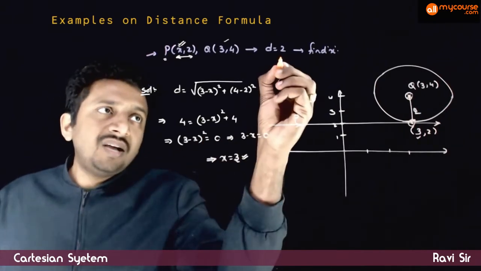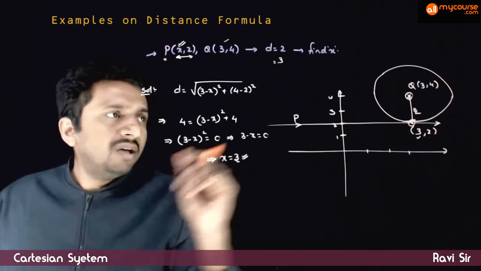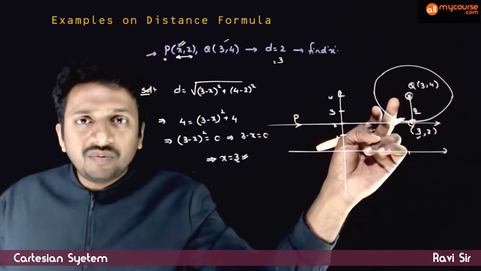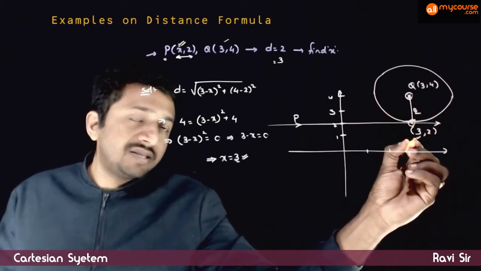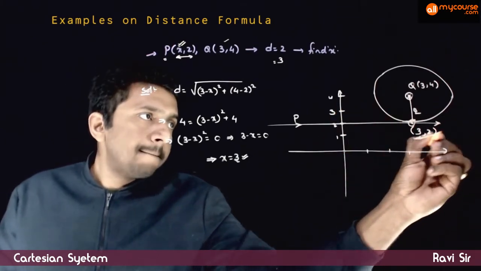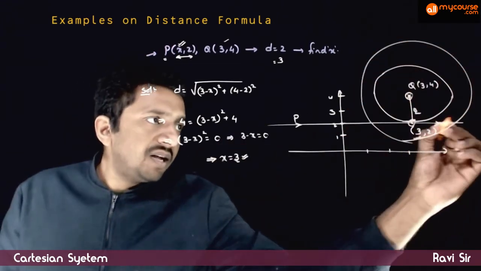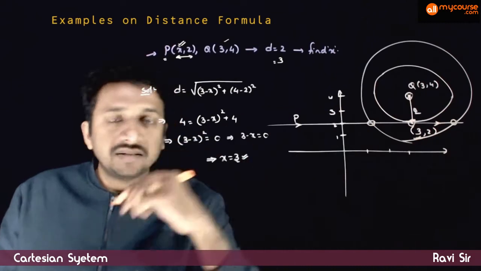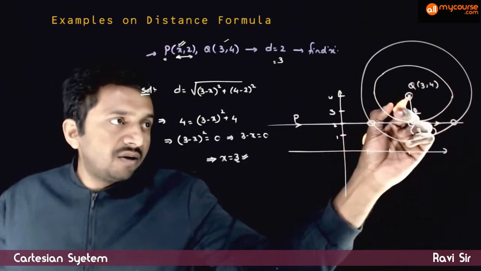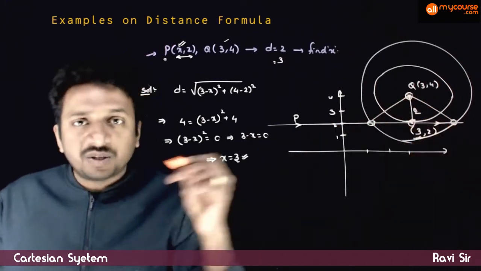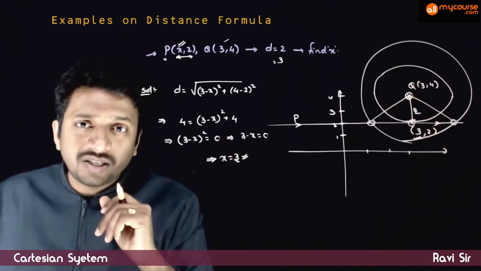So if the distance is equal to 3 instead of 2, you just need to draw a circle with radius 3 units. If you draw a circle with radius 3 units, it starts from here. So you get a circle like this. As you can very clearly see, you get two answers now. There are 2 points on this line which are at a distance of 3 units from this point. So you get 2 points, not just 1 point.